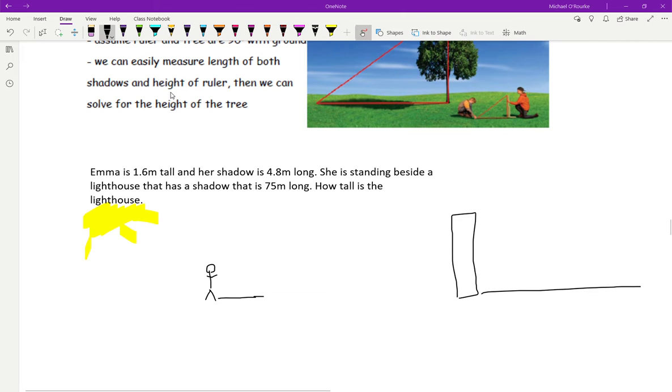Okay. Away we go. So this is what our diagram should look like. Something like this.